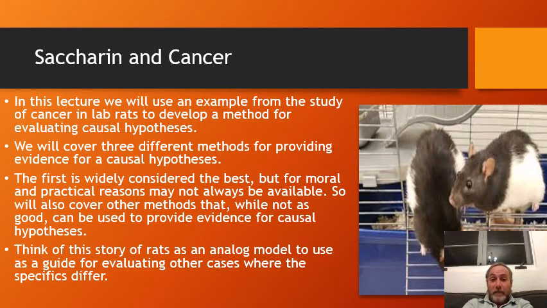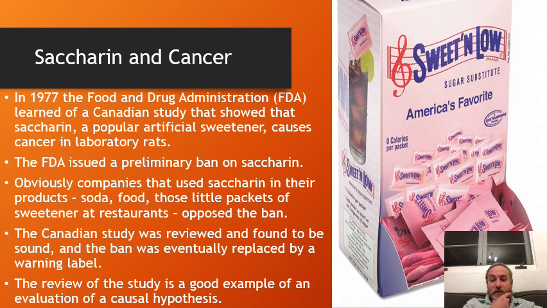Okay, so here is the example of the study that we're going to use for this lecture. It will give us an example of a randomized experimental trial. This one, as I said, is considered the best. We'll think of this rat story as an analog model to use as a guide for evaluating other cases where there may be different details, but this is our guiding example for this sort of trial. So what's the story?